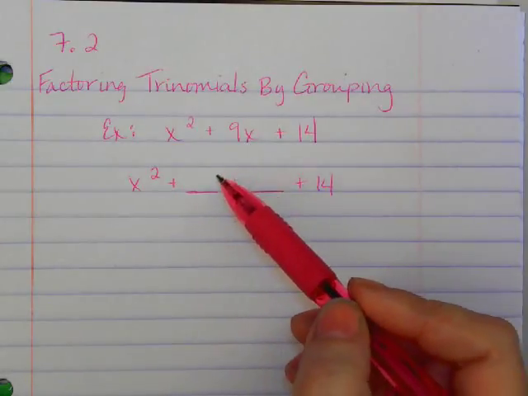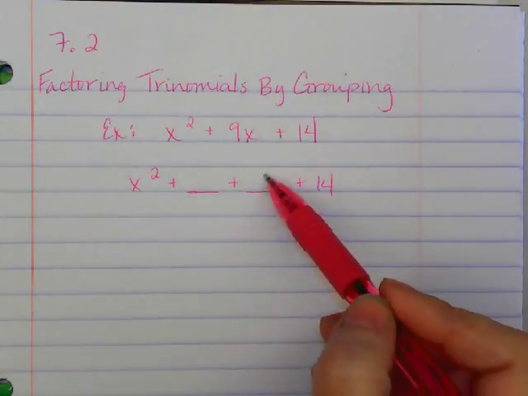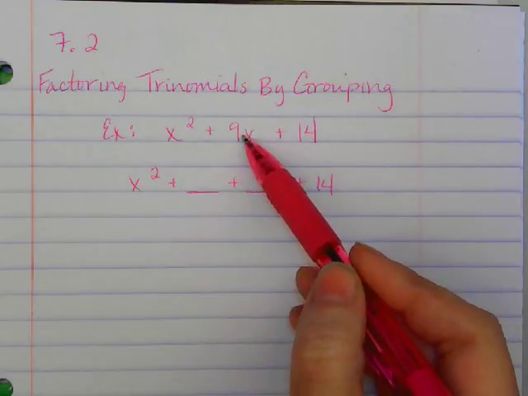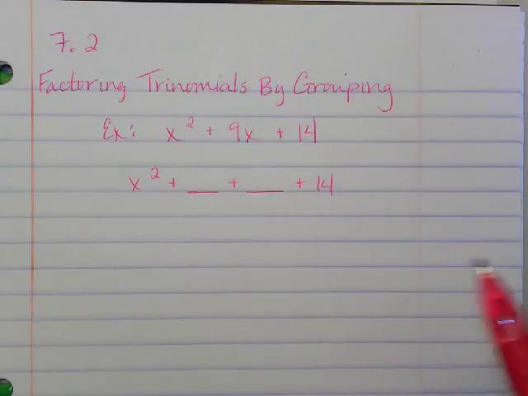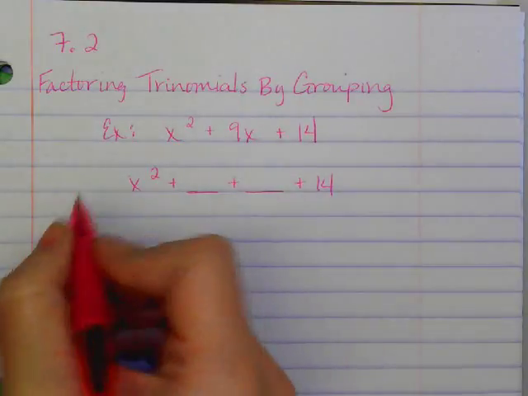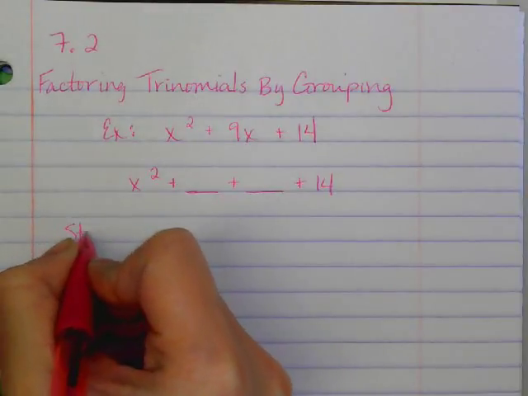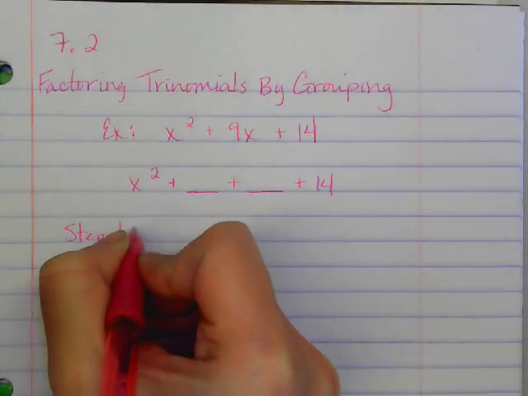So the easiest way to go about that is to factor 14. So factor the constant. And by constant, I mean the number by itself. Yes, you write everything down that I am writing down.